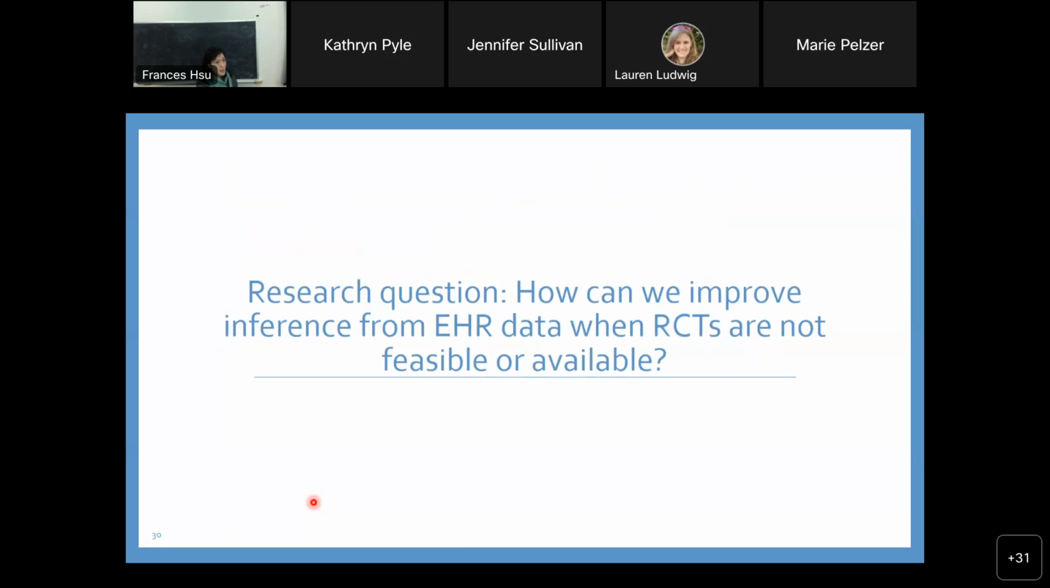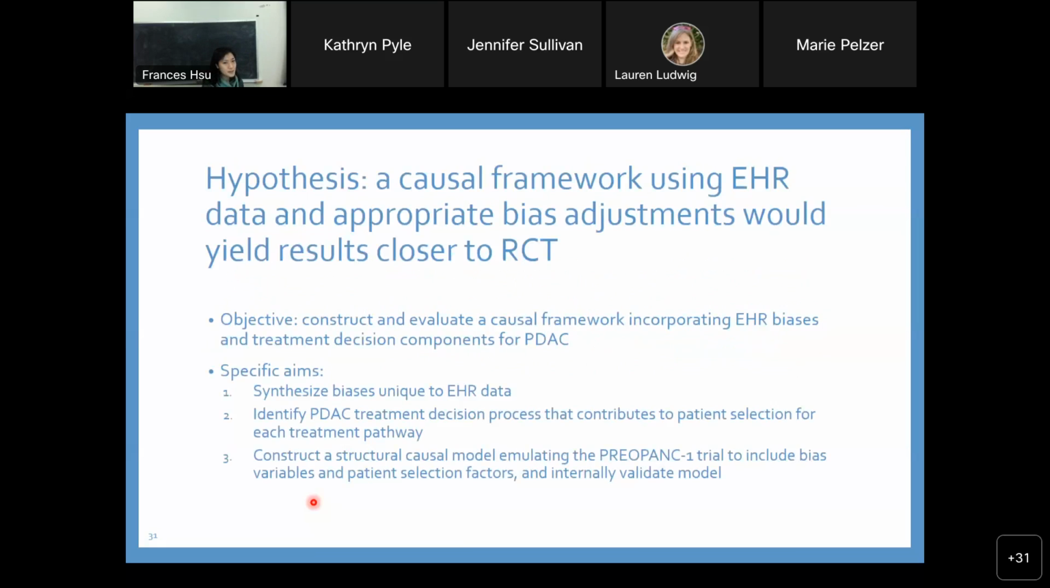And that leads me to my research question: how can we improve inference from EHR data when RCTs are not feasible or available? I'm hypothesizing that a causal framework using EHR data with appropriate bias adjustment will yield results closer to RCTs. And briefly, the three specific aims are: 1, to synthesize biases unique to EHR data; 2, identify PDAC treatment decision process that contributes to patient selection for either treatment pathway; and 3, to construct a causal model emulating the PREOPANC-1 trial to include bias variables from aim 1 and patient selection factors from aim 2 and internally validate the model.